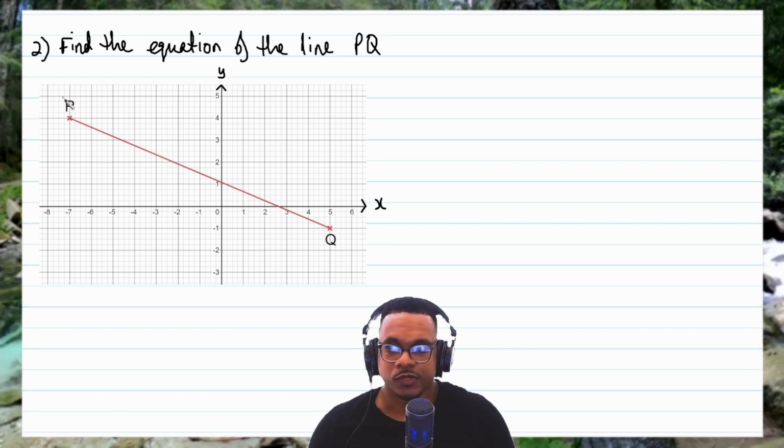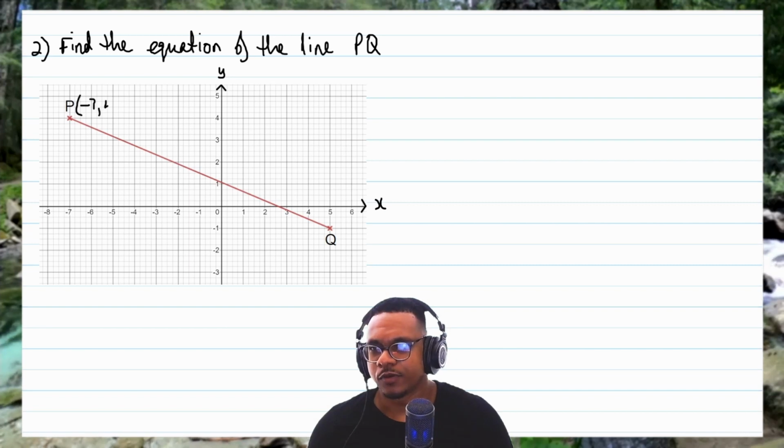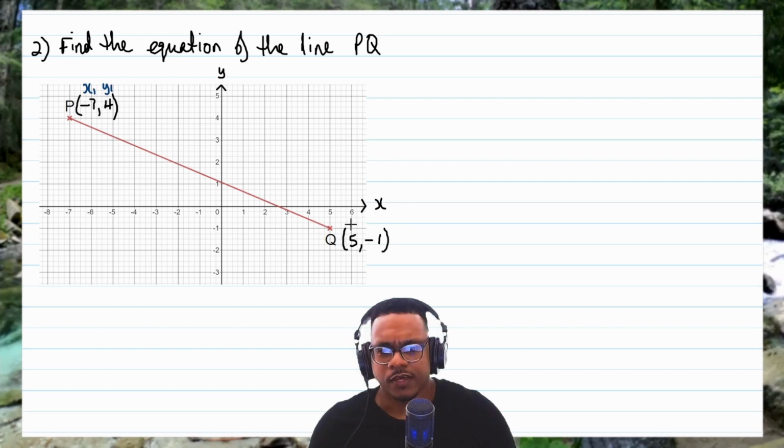So first I'll get the coordinates of both P and Q. For P we have -7 on the X and +4 on the Y. So the coordinates of P will be (-7, 4). And for Q we have 5 on the X and -1 on the Y, so that'll be (5, -1). So the -7 would be X1 and the 4 would be Y1, and the 5 would be X2 and the -1 would be Y2.